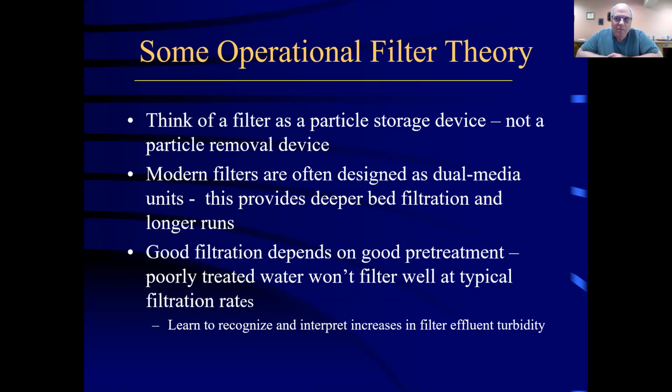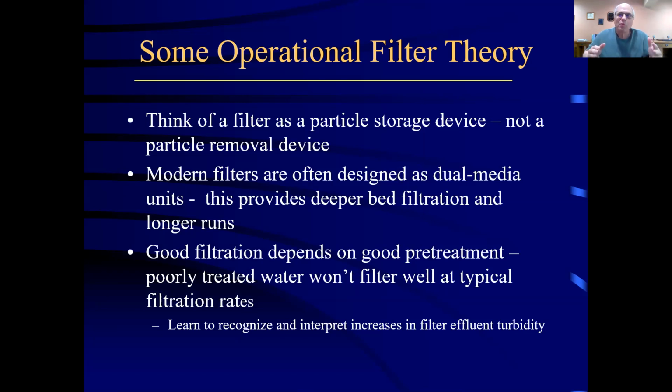I've often seen operators make the wrong or the incorrect move when they see something like this. They have all of their filters putting out bad turbidity. They automatically think something's wrong with the filter, or they're filtering at too aggressive a rate, so they put on more filters, which is exactly the opposite of what you should do.